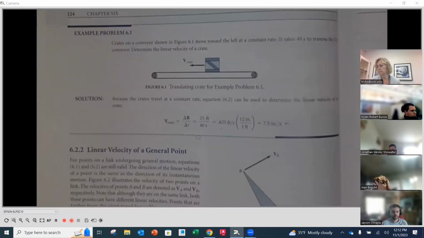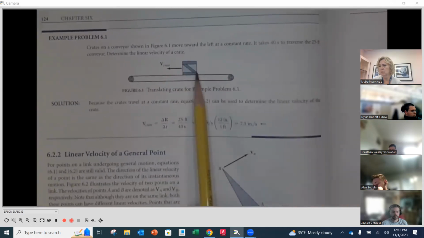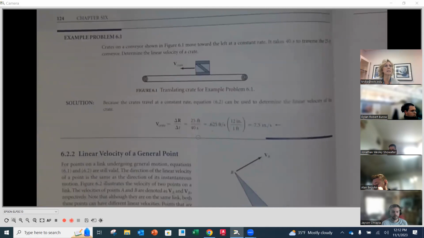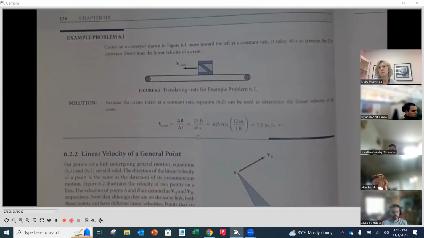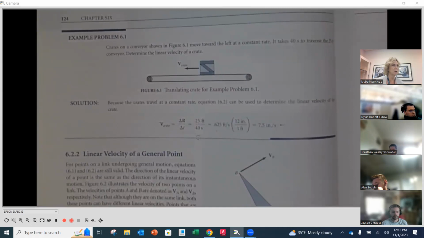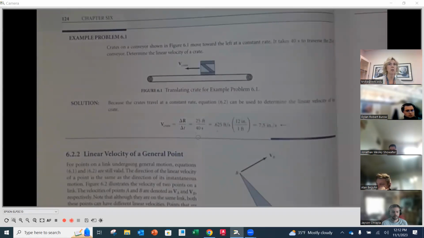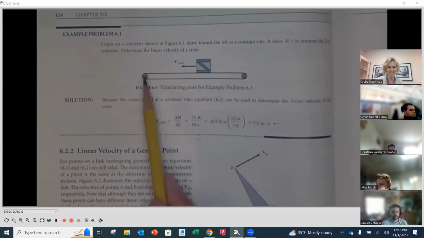Here it says, crates on a conveyor are shown in this figure. So we see them there, and they move towards the left. You'll notice that the velocity vector, the line with the arrowhead, is showing us the direction that this is moving. And it's moving at a constant rate. So tell me, what does constant rate mean to you? When you hear constant rate, what is that telling me? Go ahead. It is not accelerating or decelerating. So as time passes by, this is going at a constant rate or at a steady speed.